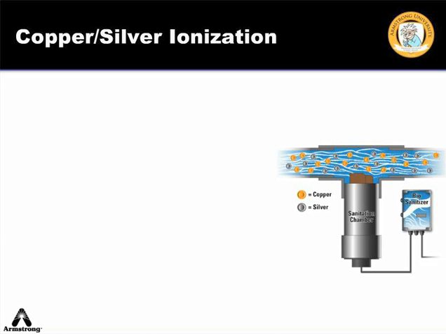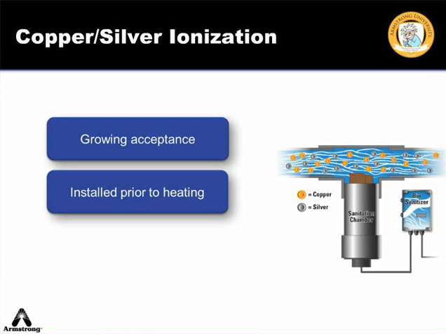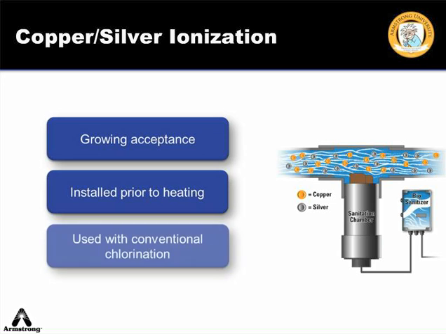Copper-silver ion disinfection for Legionella control in institutional water supplies continues to gain acceptance. It is generally installed only on the hot water system prior to heating. The cold water piping depends on the chlorine residual in the service line. There appears to be a synergistic effect when copper-silver ion and conventional chlorination are used together.